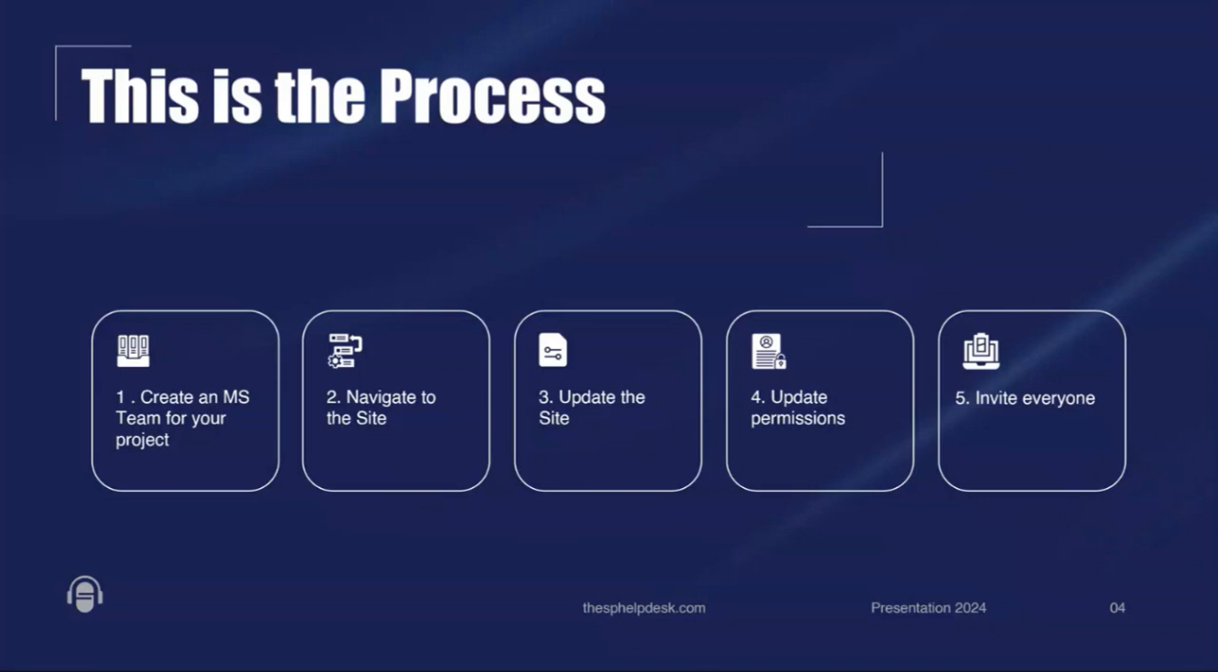Number 2 is you navigate to the site. The site that I'm talking about is the SharePoint site that you automatically get when you create a team. It just happens automatically. If you go into the file section of your team and then look on the menu, there'll be a link there that says open in SharePoint. You click that button and you literally open the SharePoint version of your team. Those same files and documents that you have in the file section, they're going to be there on the SharePoint site. It's literally the same thing.